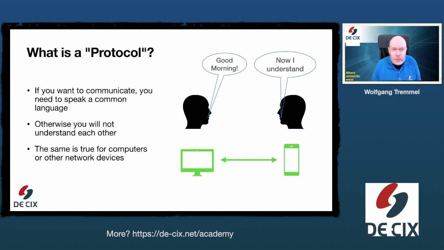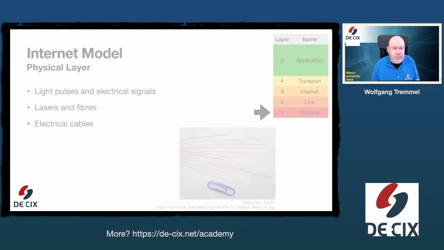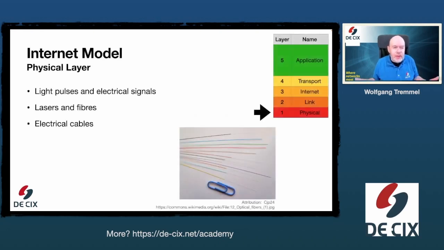And it's not just one protocol. If you have watched the previous videos, you know that there is also Ethernet and there is also the so-called physical layer. They all build the protocol stack. Multiple protocols building upon each other. We start very low at the physical layer. And here we have electrical cables, we have fibers, we have light pulses. And this makes the physical part of the communication.